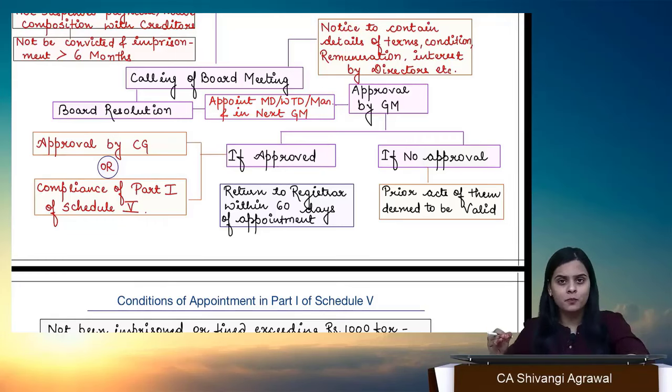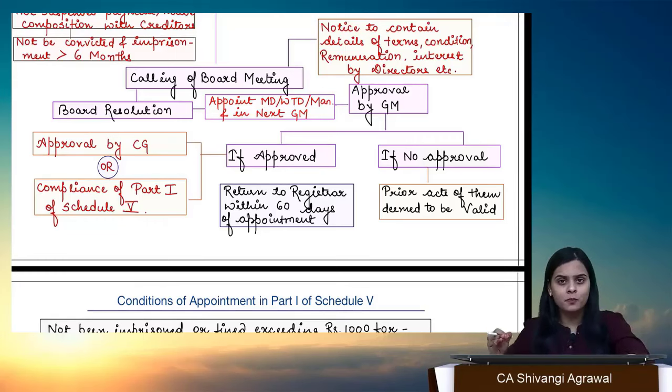Now, moving further, because we have a lot in Schedule 5. First of all, let's try to wrap up Schedule 5 and then we will switch to other points given in section 197. We have certain special cases also. Certain special cases as in the remuneration.